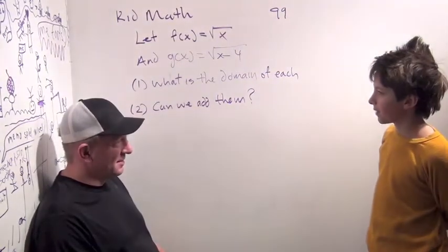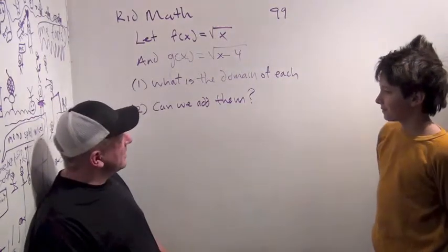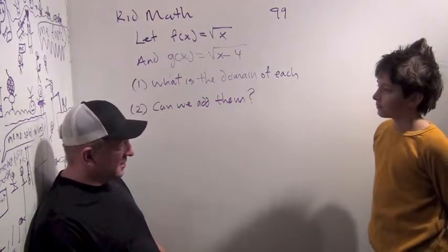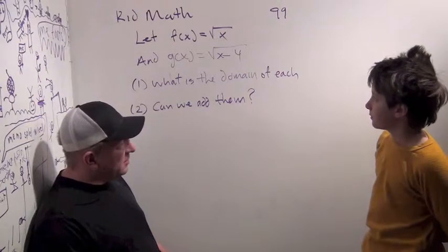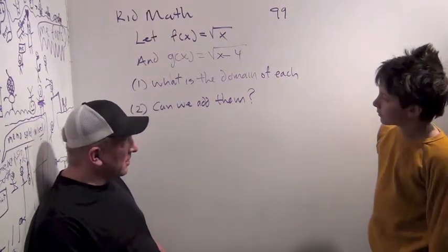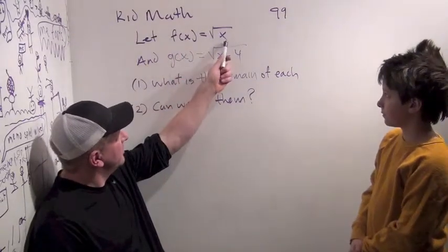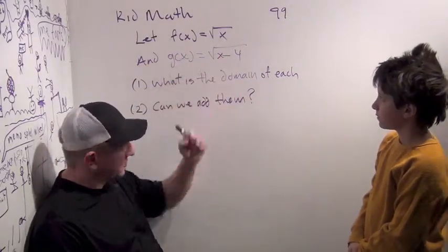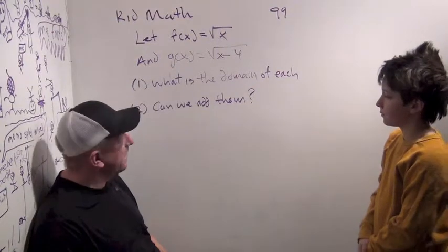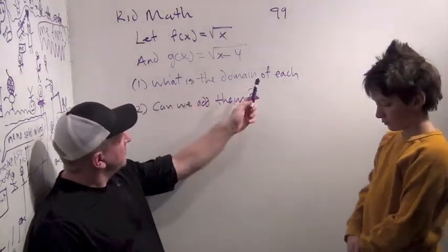Okay, so the next section is about adding functions. It doesn't seem like that should be too hard to do, right? But I wanted to start with a tricky example. We're going to let f of x equal the square root of x, and g of x equal the square root of x minus 4. So what is the domain of each one of these?